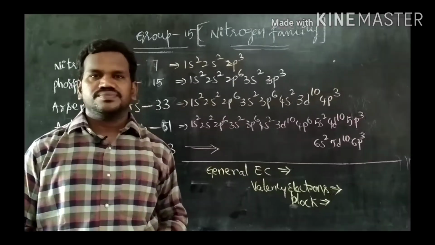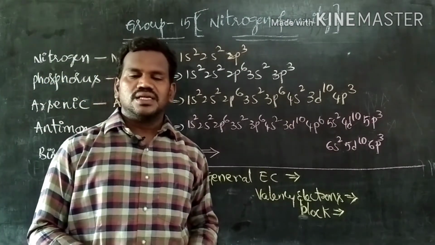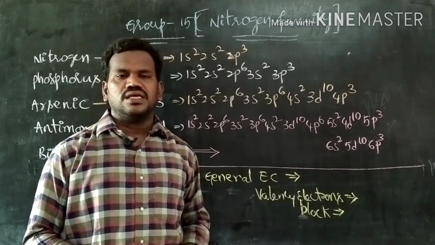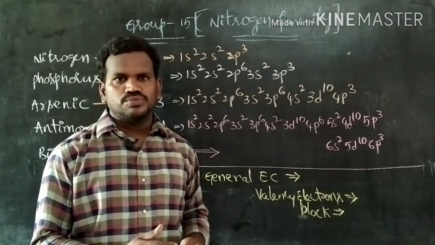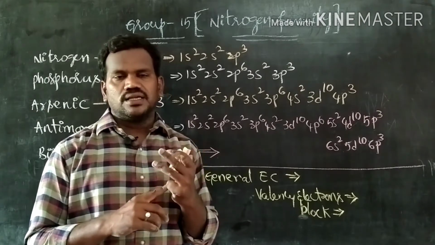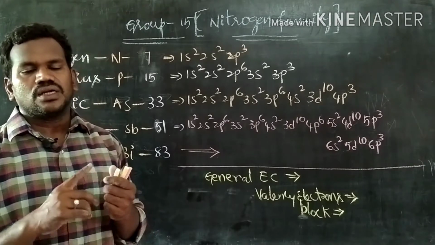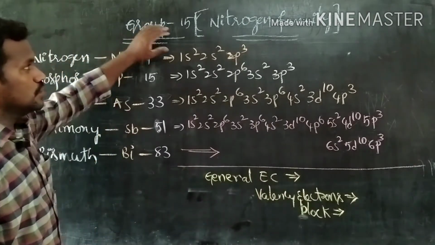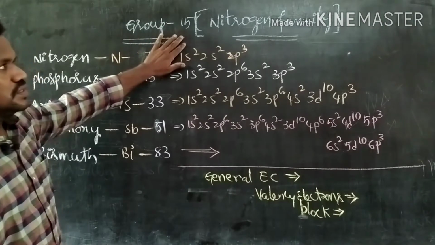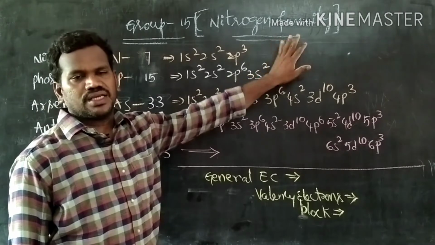Hi students, in this video we are going to discuss clearly and briefly the different kinds of groups: group 15, group 16, group 17 and group 18 elements. Now let us come to group 15 elements. These group 15 elements are also called the nitrogen family.